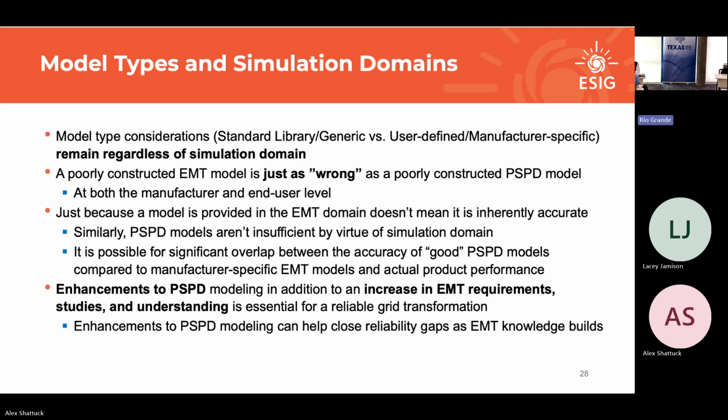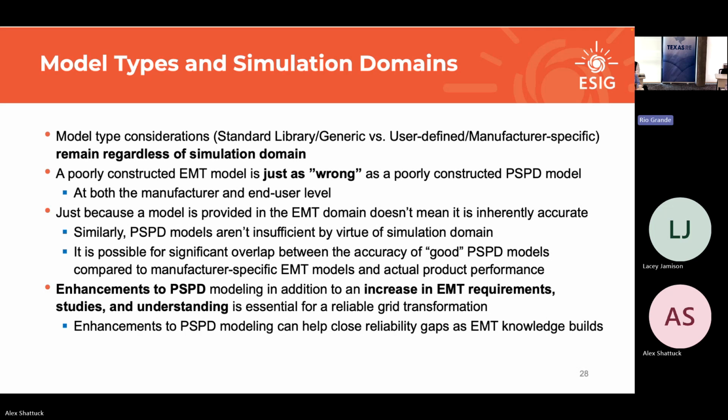So again, EMT is not inherently accurate, but also when we talk about both domains, the phasor domain, positive sequence domain, they're not insufficient just because they're in a different domain. We can all agree that in the EMT domain, if we're solving in the time series, we get a better waveform and it's a little more accurate, smaller time steps and things like that. But that doesn't mean there's no reason to do anything phasor domain positive sequence anymore.